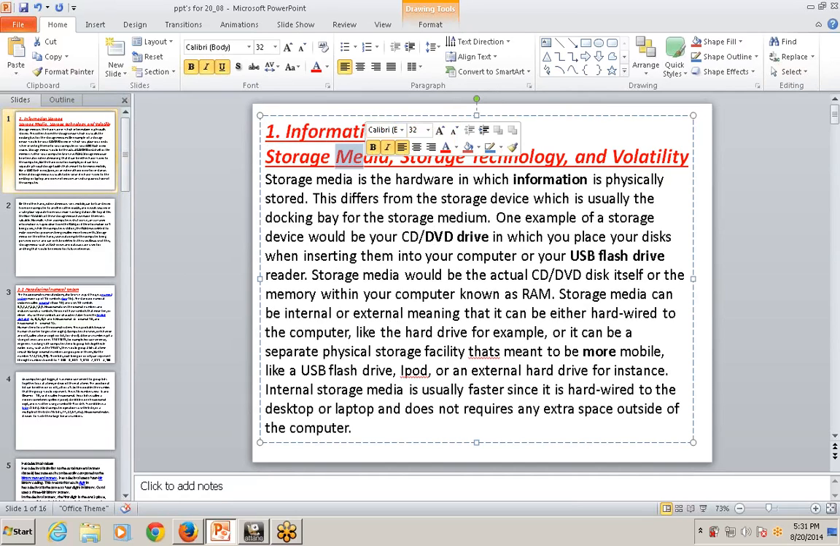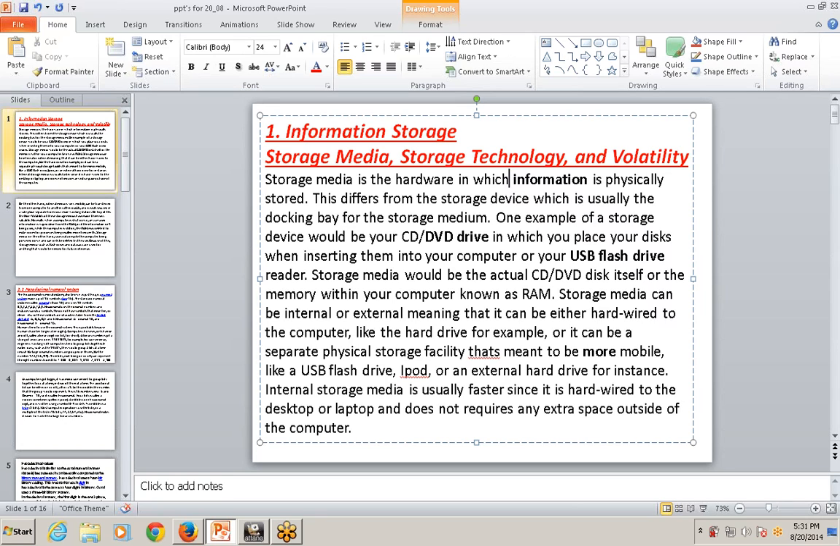This includes storage media, storage technology and volatility. Storage media is the hardware in which information is physically stored. So a media is a device in which different items or information is physically stored. This differs from the storage device, which is usually the docking base for the storage medium. One of the best examples for a storage device would be CD, DVD, disk drive. Means compact disc and the digital versatile disc, in which you can place your disc when inserting them into your computer, or your USB flash drive.